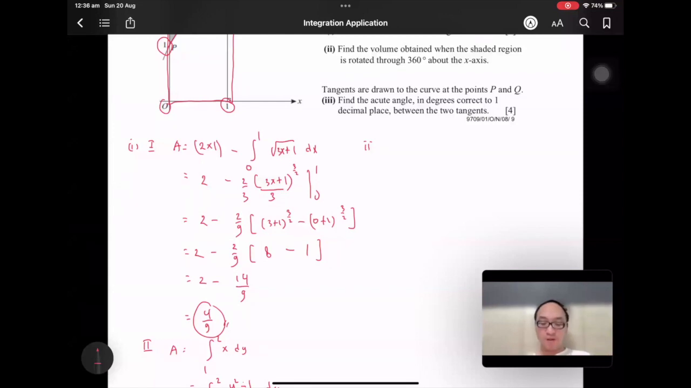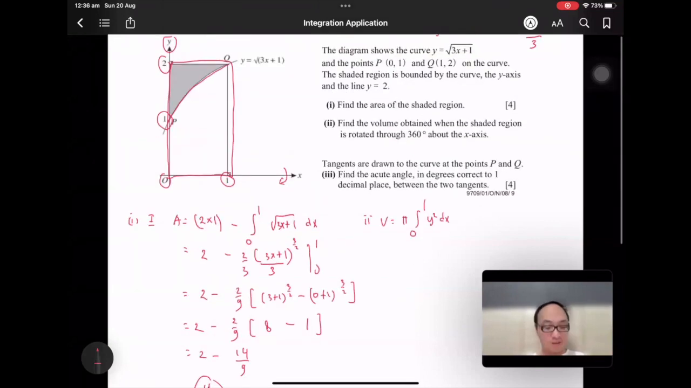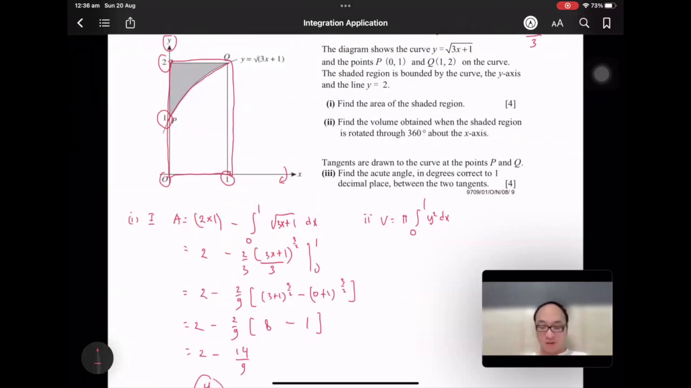Find the volume obtained when the shaded region is rotated 360 degrees about the x-axis. So we rotate this, so the volume will be pi integral y squared dx from 0 until 1. So the same in here, we will deduct the equation here.